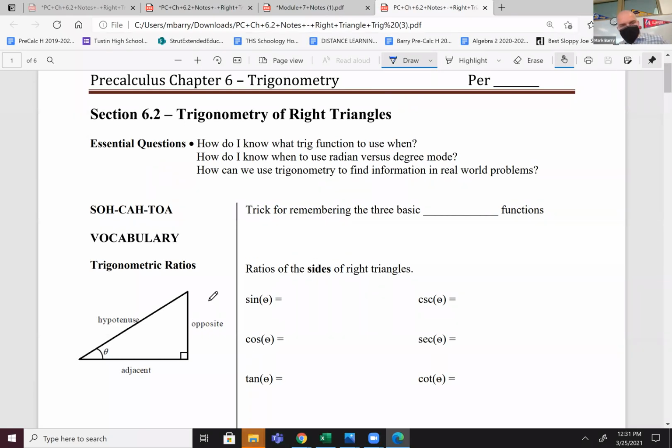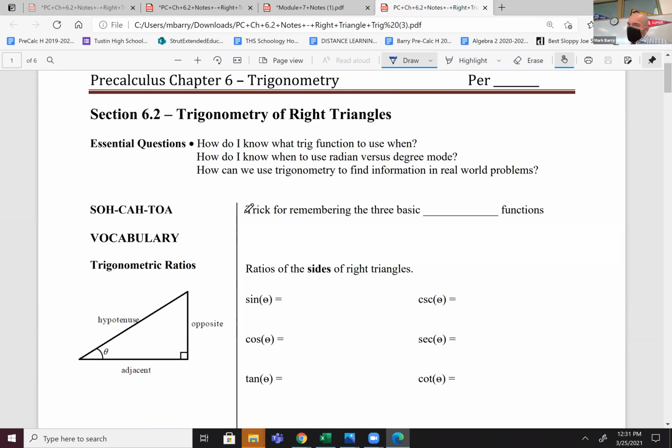All right, so we are going to go on to trigonometry of right triangles now. This is really the basis of all trigonometry, because the definition of trigonometry is the study of triangles. So we're going to talk a lot about triangles today, and we're going to talk about SOHCAHTOA. You guys probably remember this from geometry.